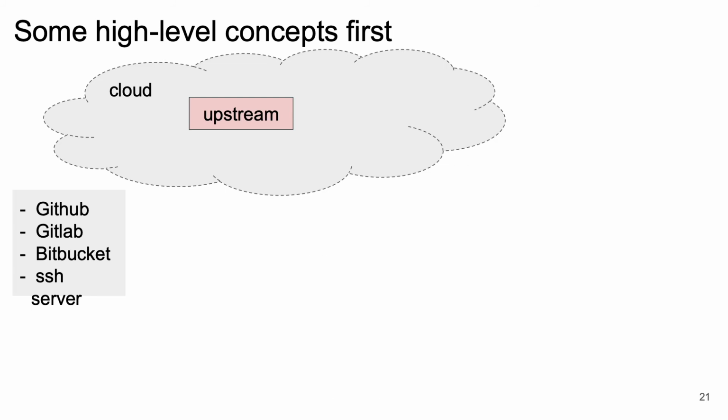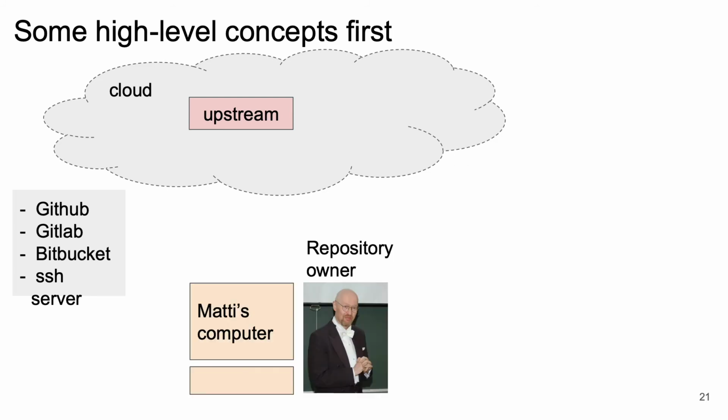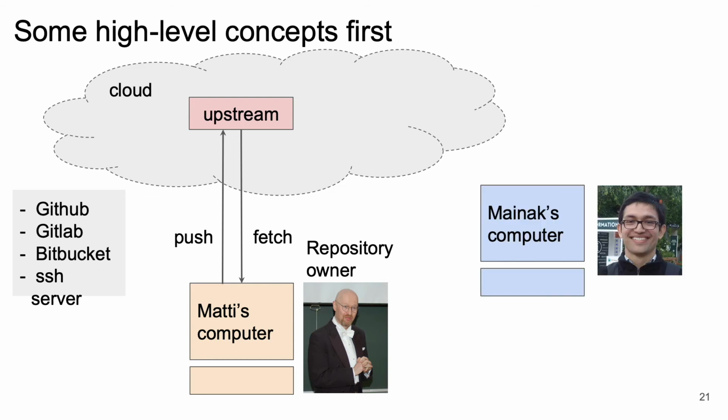And then you have a repository owner. In this case, it's my boss, Mati. And he has a copy of the repository on his own computer. And so there's the repository on GitHub, which on this repository we call upstream. And Mati has access to push and fetch from this repository. So he can take a branch on his own computer and push it to the upstream repository, and he can take a branch on upstream and fetch it.